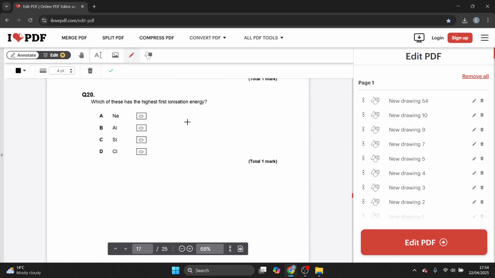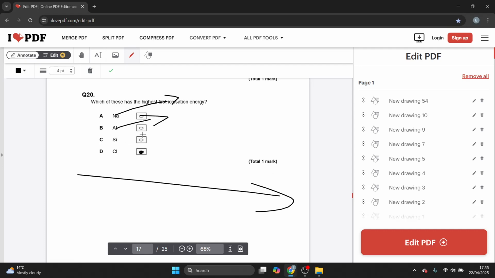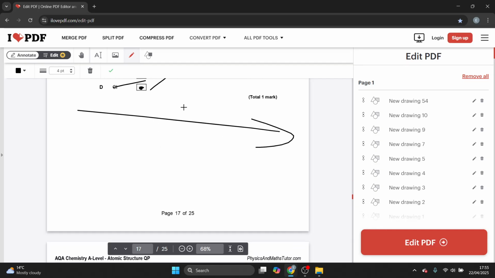Which of these has the highest first ionization energy? D. Because if you look at sodium, then you look at aluminium, aluminium is clearly going to have a higher first ionization energy. Then you look at silicon, then you look at chlorine. All of them are in the same period, and the idea is that first ionization energy generally increases across a period. Or you could ask for a scrap piece of paper, draw out the electron configurations of each of these, and then decide from there as well. Your choice.